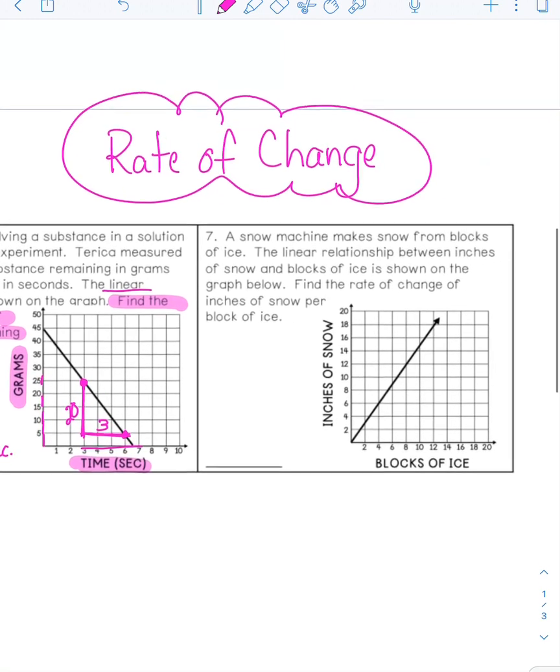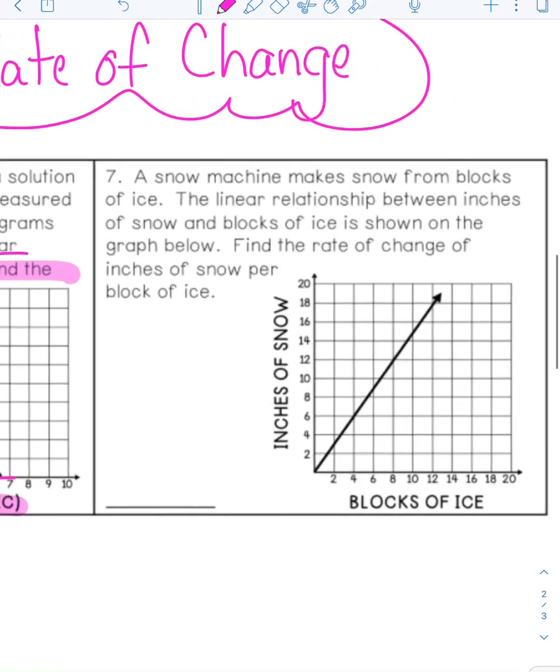So let's try another one. Number 7 says, a snow machine makes snow from blocks of ice. The linear relationship, that means constant, between inches of snow and blocks of ice is shown on the graph below. Find the rate of change of inches of snow per blocks of ice. That's your rise over run. So let's do our rise over run, or our change in y over change in x.